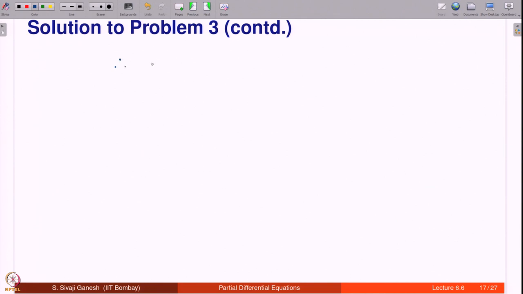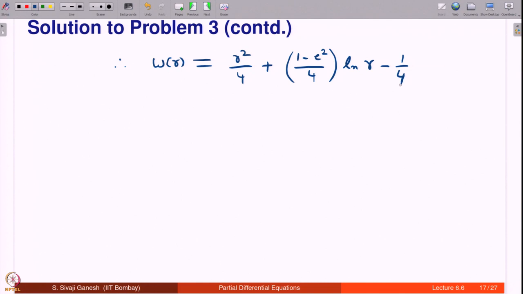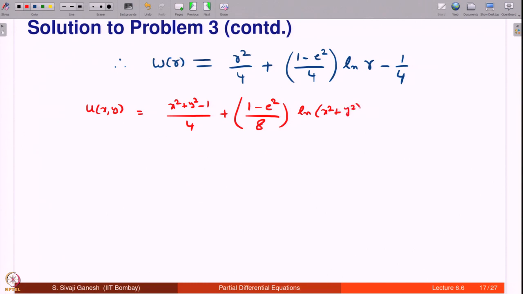Therefore, w of r equal to r²/4 plus (1 minus e²)/4 into log r minus 1/4. So, in terms of x and y coordinates, u of x, y is equal to (x² plus y²)/4 minus 1/4 plus (1 minus e²)/8 into log(x² plus y²). So, it is not necessary to resort to the separation of variables method all the time. One could also use separation of variables to solve this problem. So, maybe you can try.